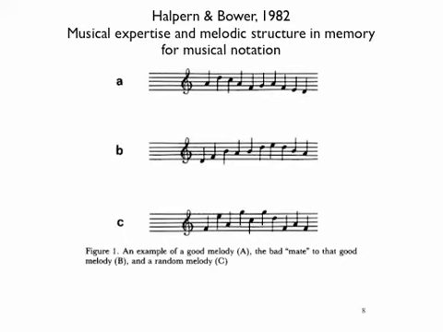One final example comes from Halpern and Bower's paper in 1982, and this is looking at musical expertise and being able to reproduce musical notation from memory. So if I let you stare at this for a while and memorize where these notes are, you might be able to copy this over onto a piece of paper. If you've had musical training, then you probably recognize that this first melody in line A actually follows the rules of music theory, and it sounds pretty good. B, if you were to play this out on the piano, sounds quite bad. So A sounds good, B sounds bad, C is totally random, and it may or may not sound good or bad.